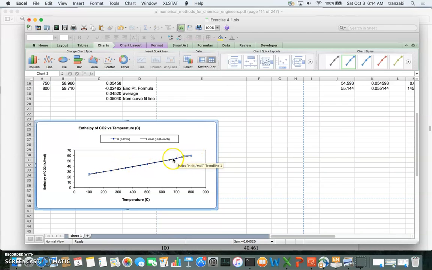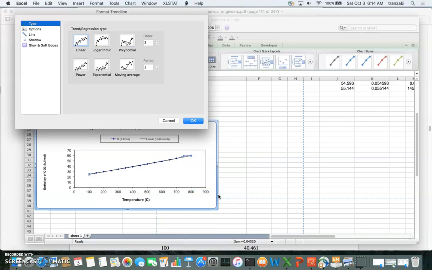And to get the equation for this line, again, you right-click on the point. Then you go to format trend line again.